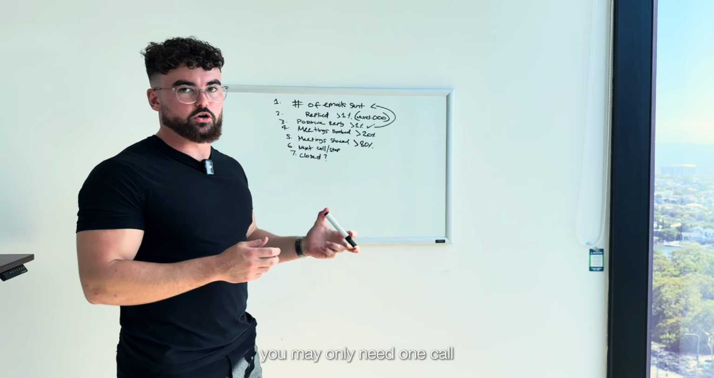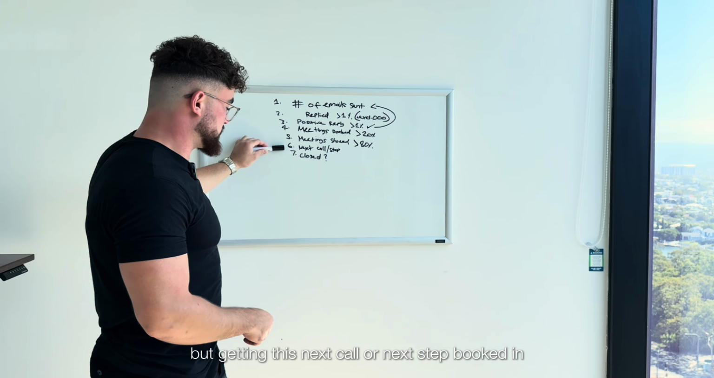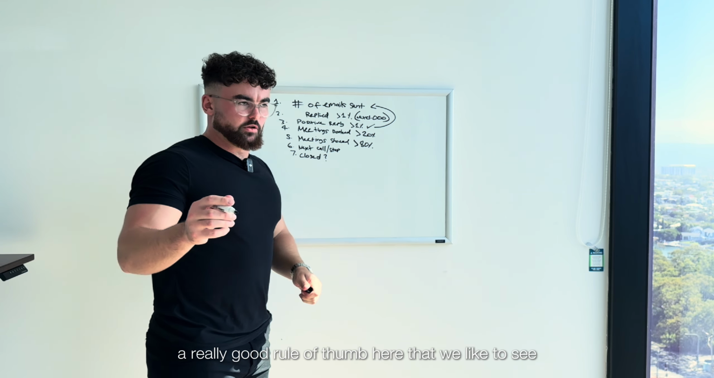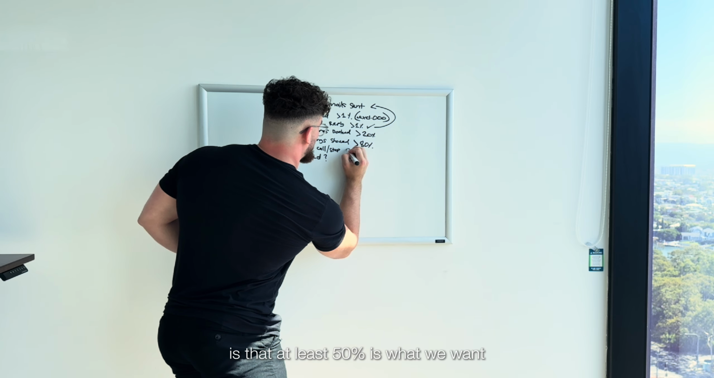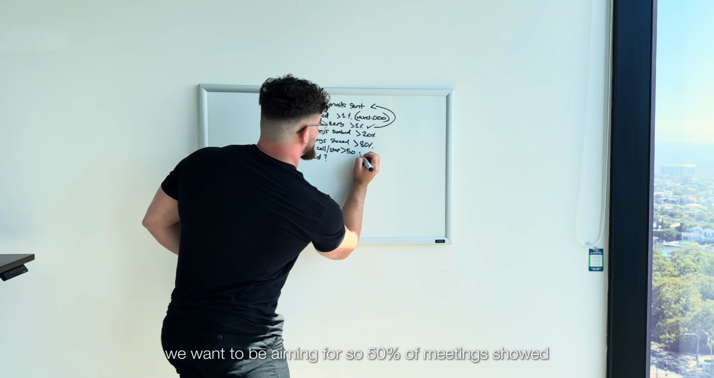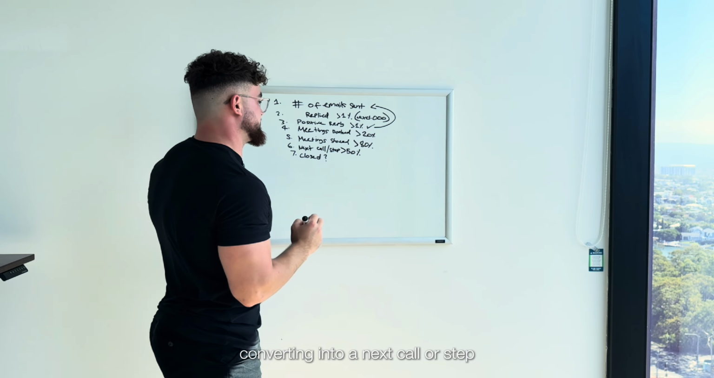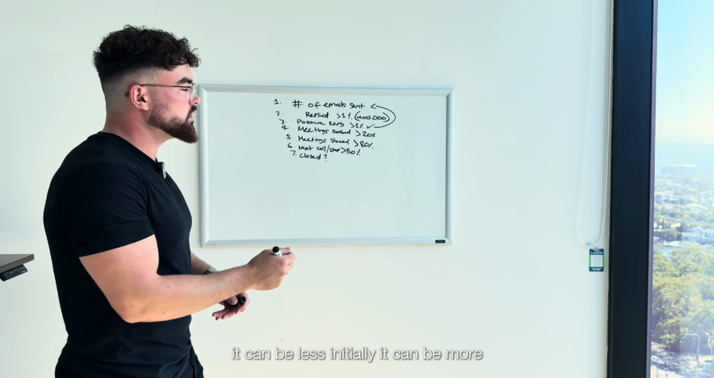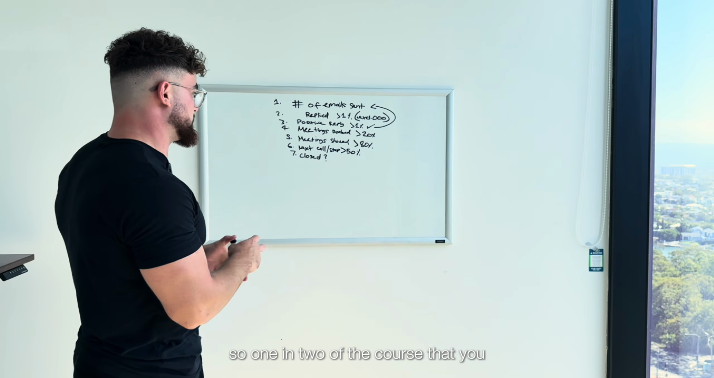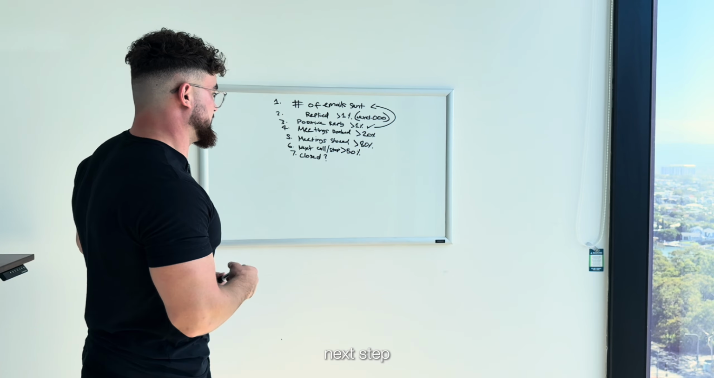You may only need 1 call. You may need multiple calls. It really does depend. But getting this next call and next step booked in, a really good rule of thumb here that we like to see is that at least 50% is what we want to be aiming for. So 50% of meetings showed converting into a next call or step. That is something that we want to be getting to. It can be less initially, it can be more, but 50% is pretty good. So 1 in 2 of the calls that you show up with progress to the next stage, next step.